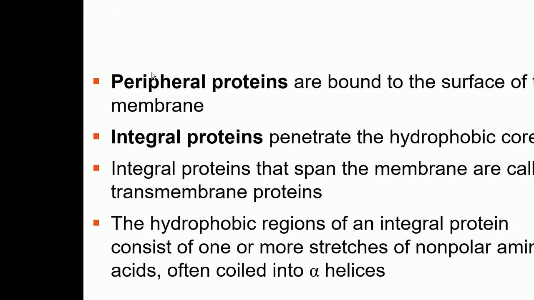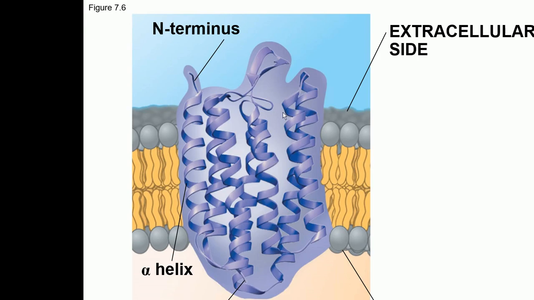So peripheral proteins, integral proteins, and the transmembrane proteins. The hydrophobic region of the integral protein, because the integral protein is a part of the plasma membrane and the interior of the plasma membrane is all hydrophobic. So if this is the phospholipid bilayer, these are the polar heads. These are the polar heads. These are the hydrophobic tails.